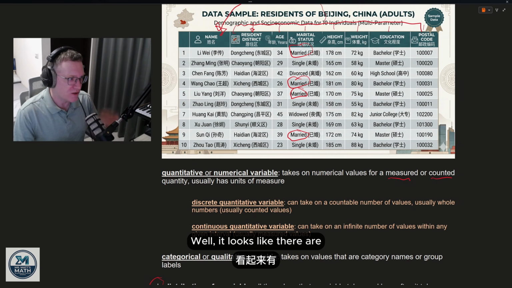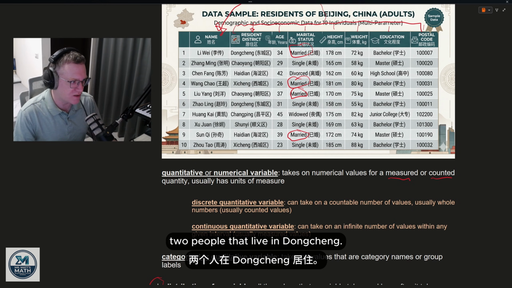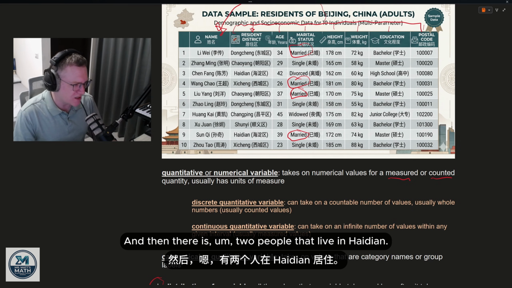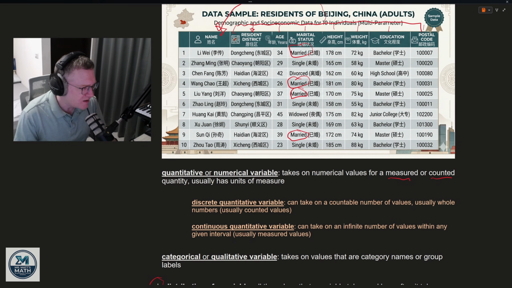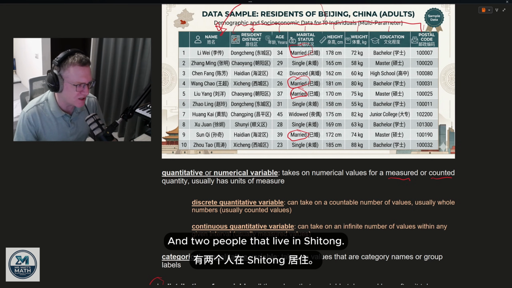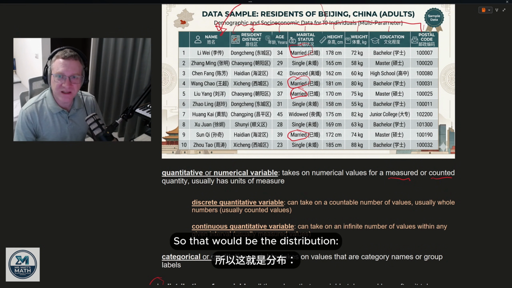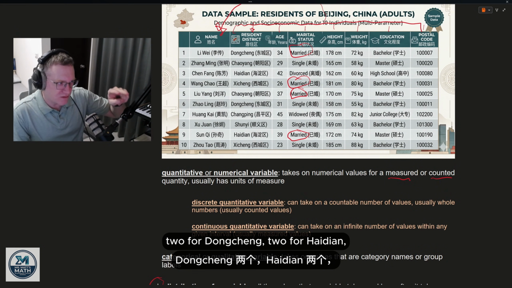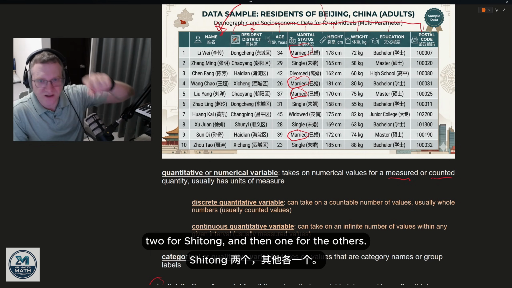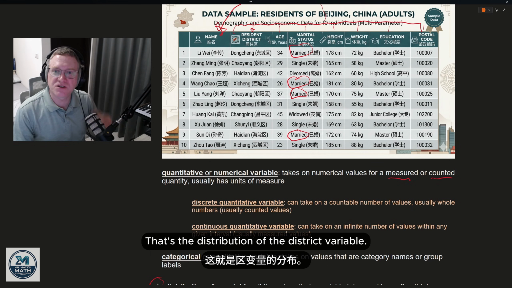Well, it looks like there are 2 people that live in Dongcheng, and then there are 2 people that live in Haidian, and 2 people that live in Xicheng, and then 1 in the rest of those areas. So that would be the distribution. 2 for Dongcheng, 2 for Haidian, 2 for Xicheng, and then 1 for the others. That's the distribution of the district variable.